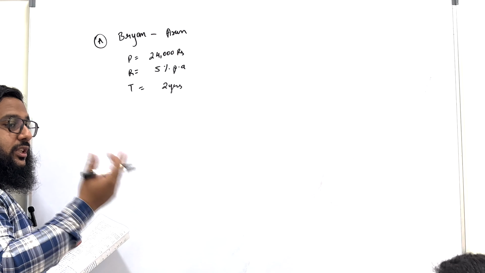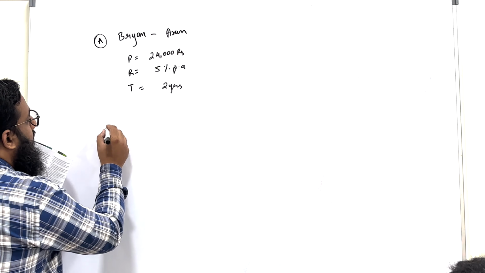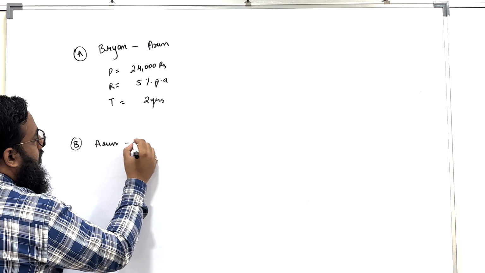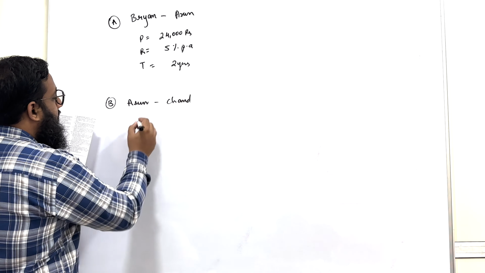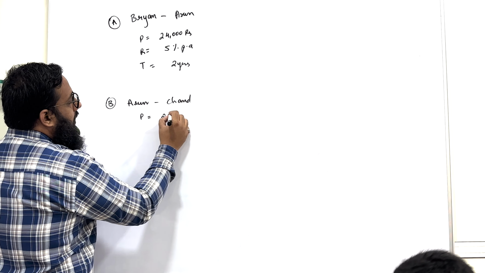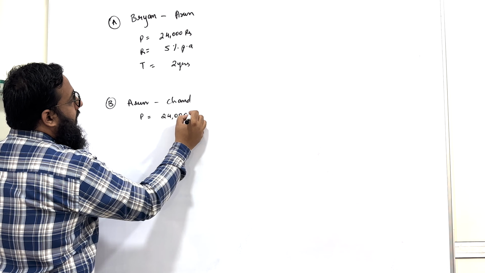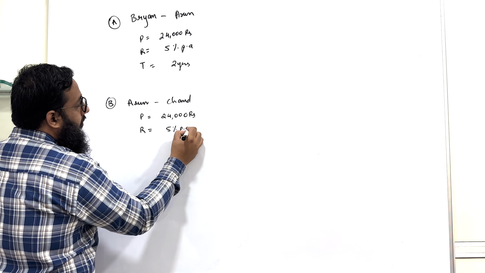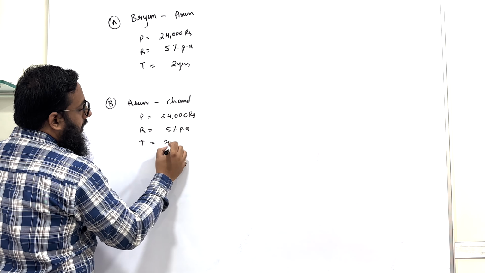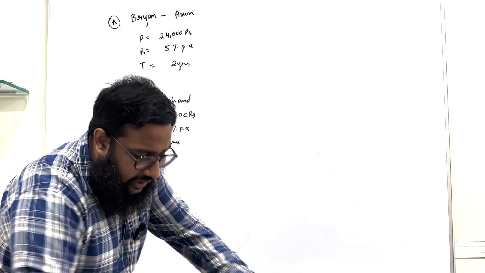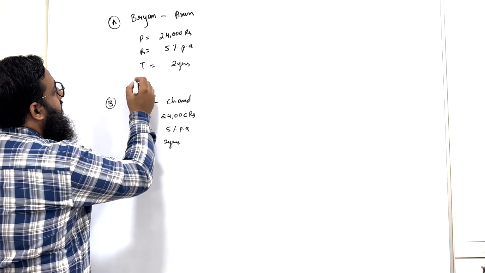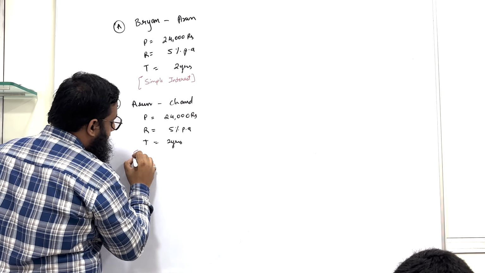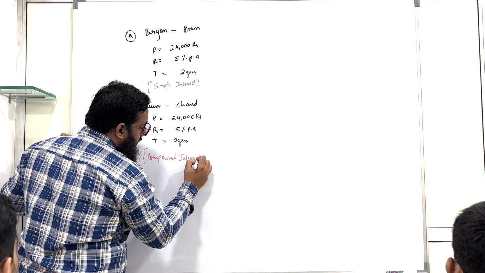Arun immediately lent this money to Chand. Now, second part, which is Arun to Chand. Principal is the same, 24,000 rupees. Rate is also the same, 5% per annum, and time is again 2 years. But the only difference over here is, this is simple interest and this is compound interest.